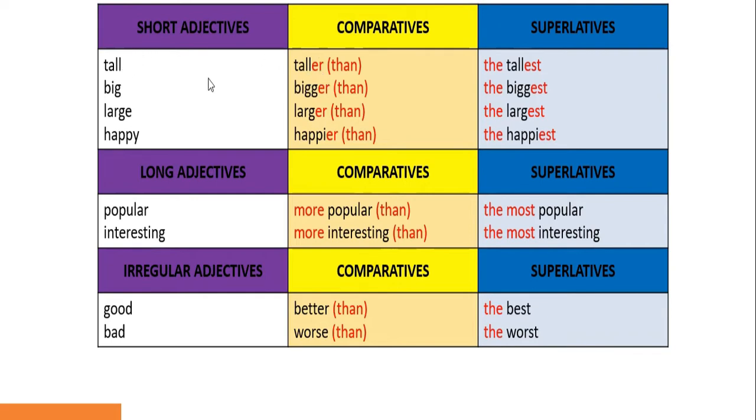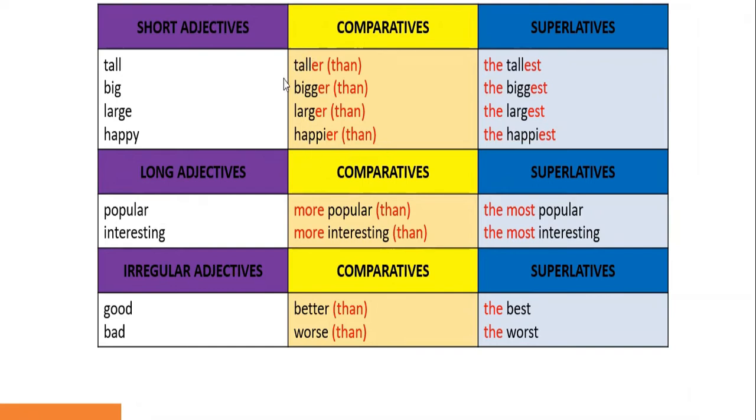Tall, taller, big, bigger. In the word big, guys, we have to double the letter G, okay? We double the letter G and add ER. Large, larger. Happy, happier, okay? In the word happy, we changed the letter Y to I and added ER, okay? So we will say taller than, bigger than, larger than, happier than.